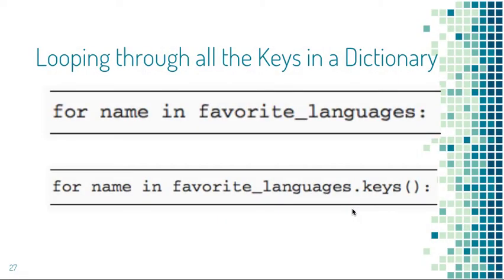Looping through the keys is actually the default behavior when looping through a dictionary, so this code would have exactly the same output if you wrote this rather than this. You can choose to use the keys method explicitly if it makes your code easier to read, or you can omit it if you wish. When reading others' code, you should remember that they could use either method.